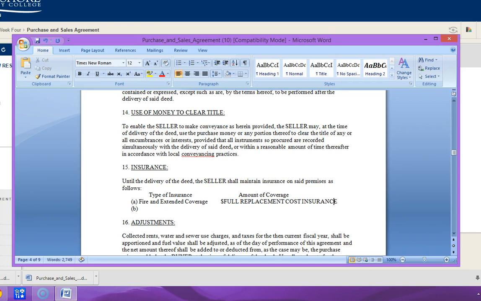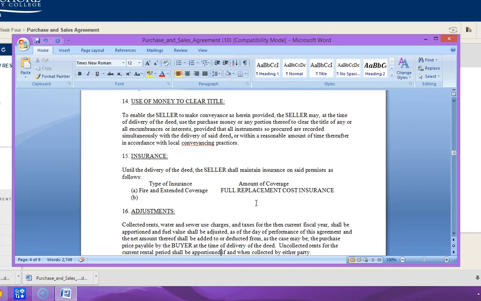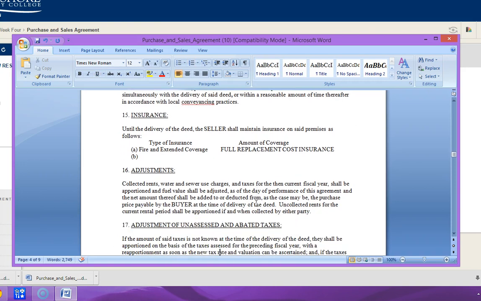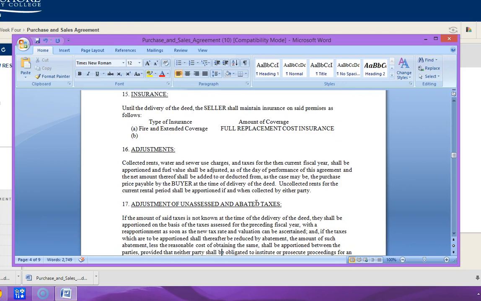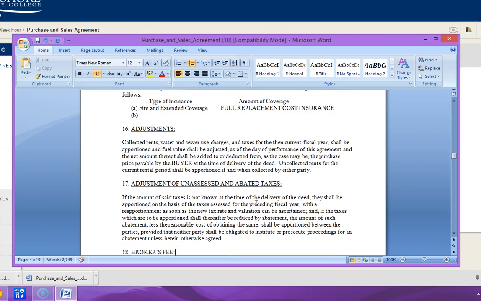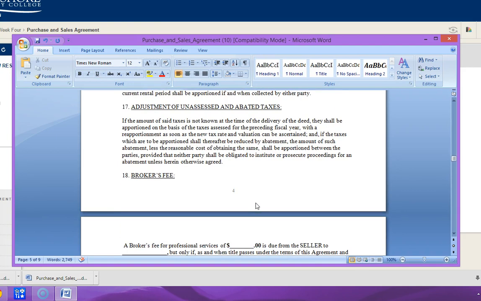Okay? And that means it's enough insurance to cover the cost of the repair or the replacement of the building in the event it is completely destroyed by some kind of casualty.